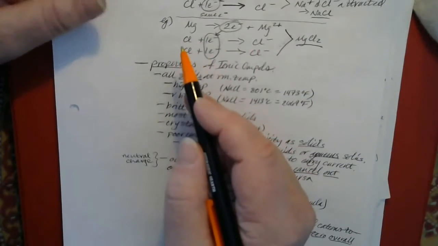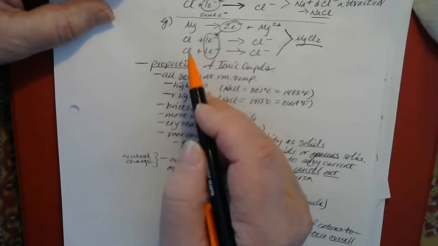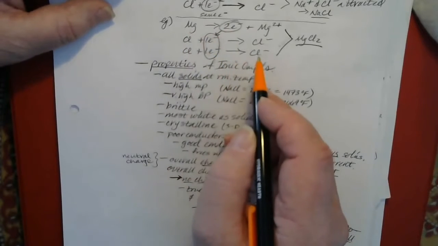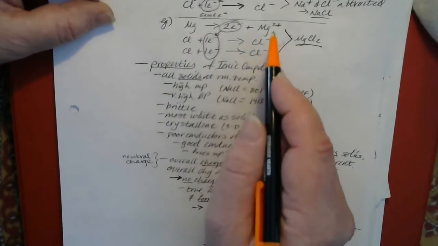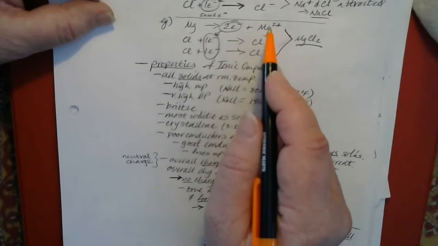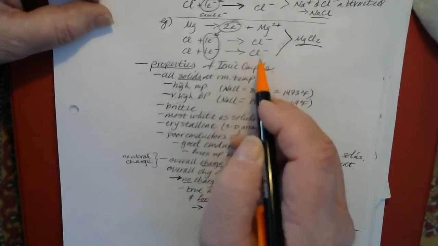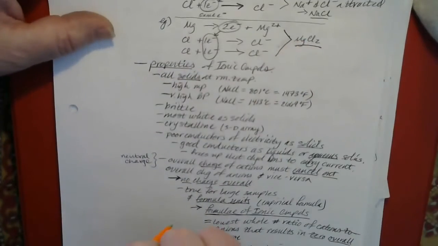But if you've got chlorines around, there's probably more than one, so a second chlorine can take in the other electron from magnesium, and that becomes Cl minus also. And then the Mg+2 and the 2 Cl minuses are attracted to each other, and they clamp together and form MgCl2.